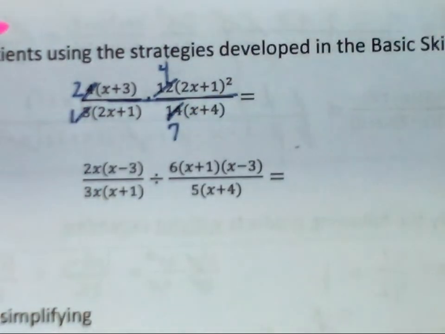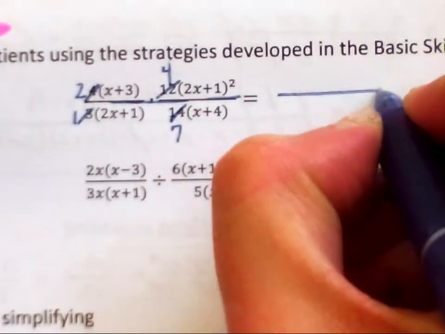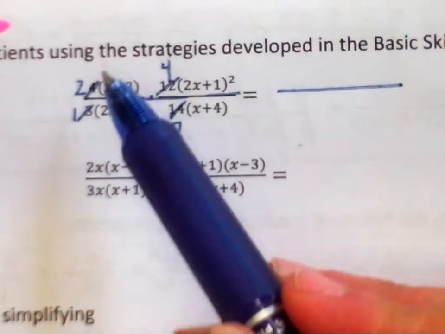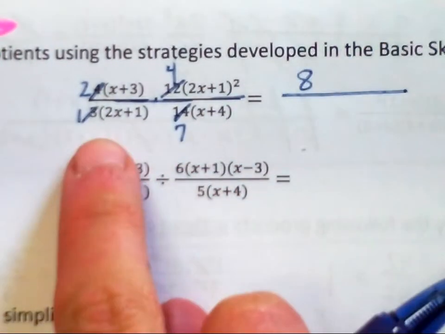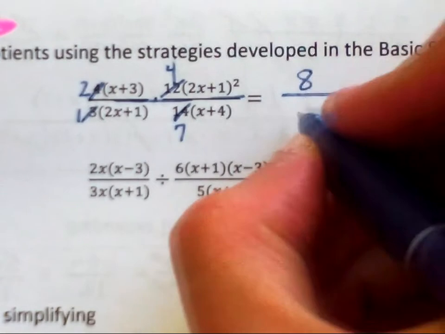So now I have my coefficients reduced all the way down, and so my reduced coefficient in the top is 2 times a 4, so I have an 8, and then in the bottom I have a 7.